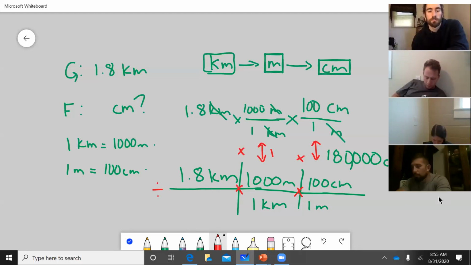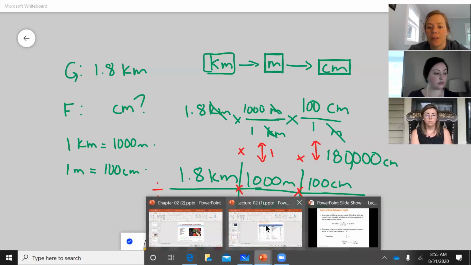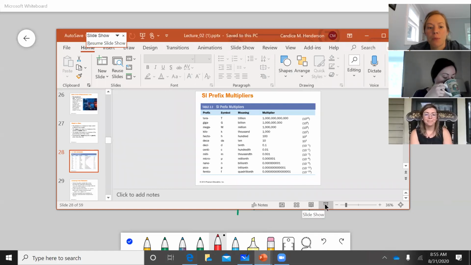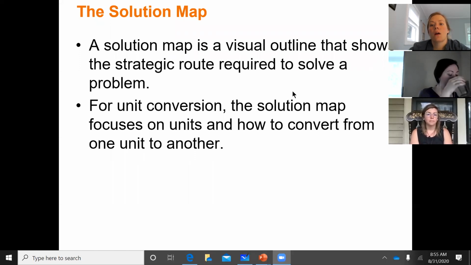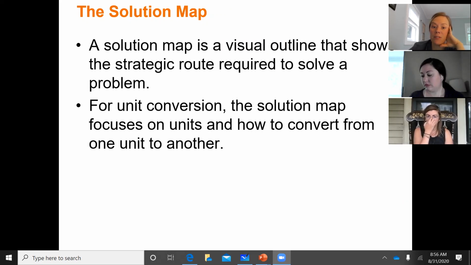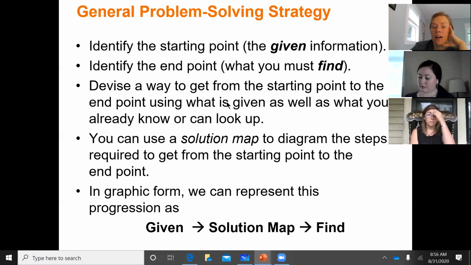Okay, let's do another one. Let's take a look at the slides. I forgot what's on the slides. Maybe there's something useful in there. If not, we'll just do another example problem. Oh yeah, it talks about a solution map, a visual outline that shows the strategic route required to solve the problem. This is what I've already been talking about as far as setting the problems up, just ways of massaging your critical thinking skills. So making these boxes: where am I starting, where am I ending, how am I getting there? The little arrow between will be your conversion factor.